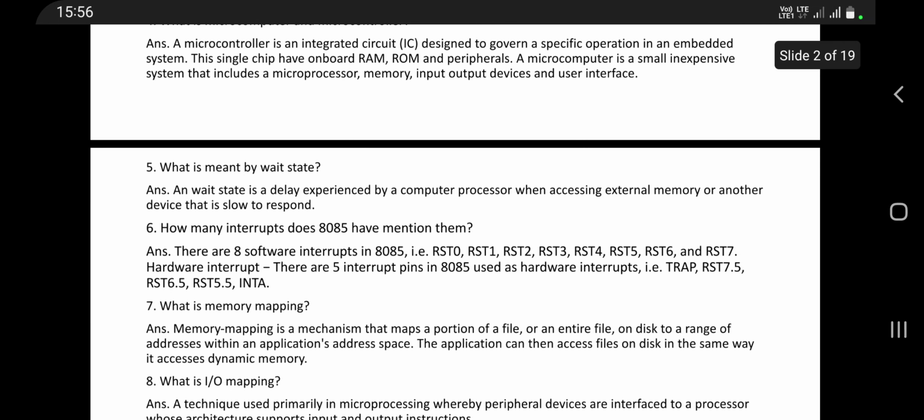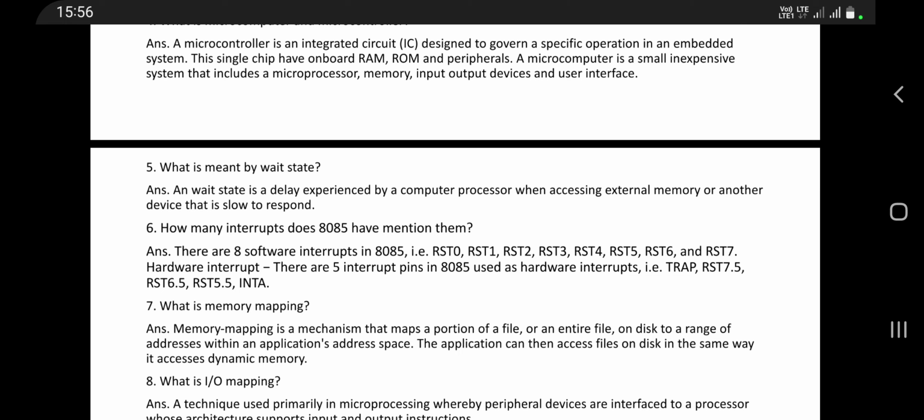Next is, what is meant by wait state. A wait state is a delay experienced by a computer processor when addressing external memory or another device that is slow to respond. We have already discussed this in the class during the programming.